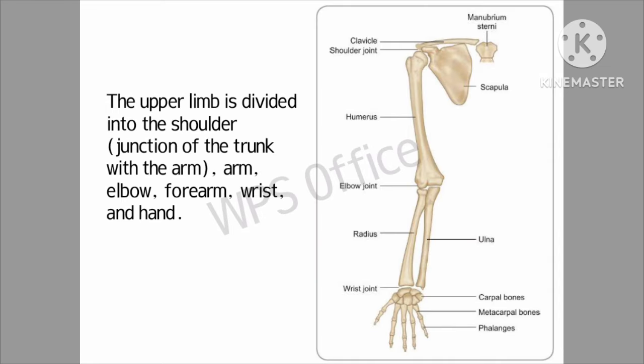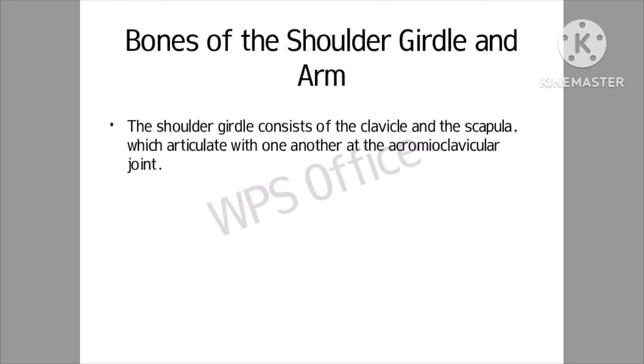The upper limb is divided into the shoulder, arm, forearm, wrist, and hand. So let's start with the bones of shoulder girdle and arm. The shoulder girdle consists of the clavicle and the scapula, which articulate with one another at the acromioclavicular joint.